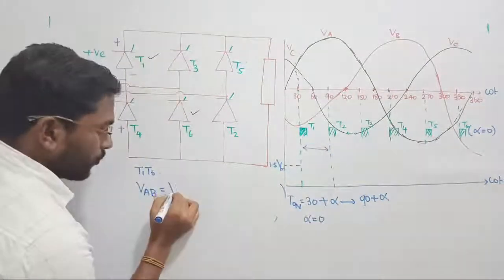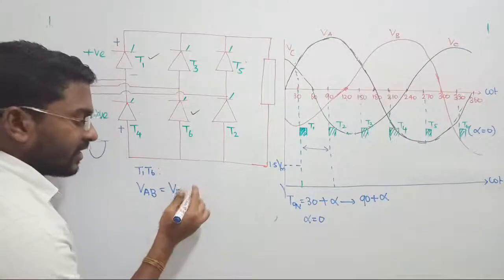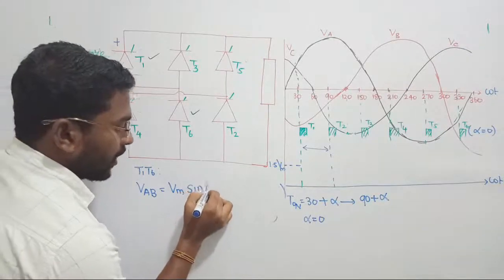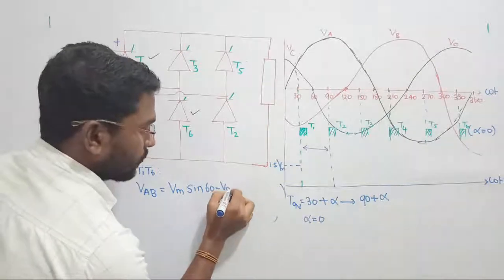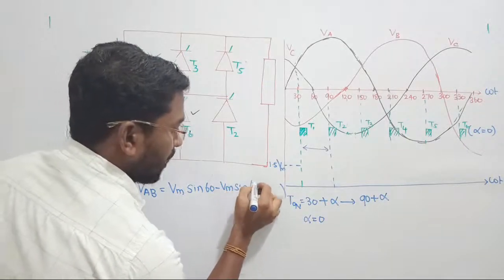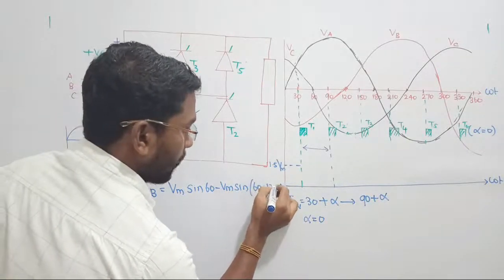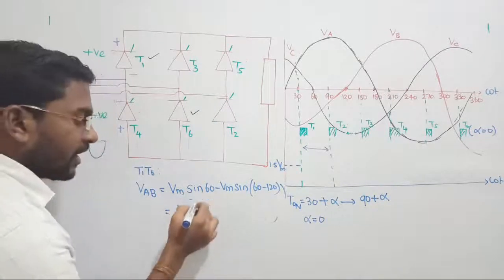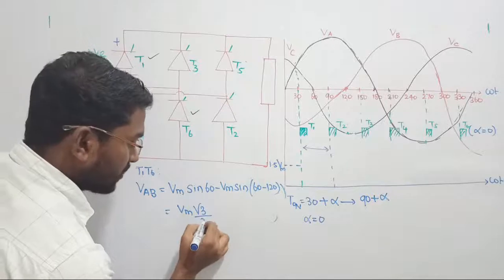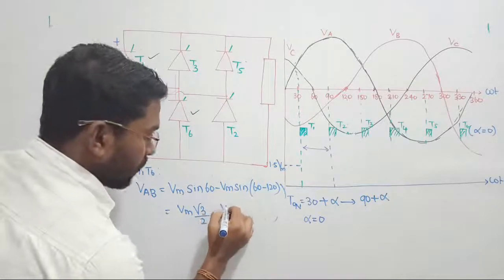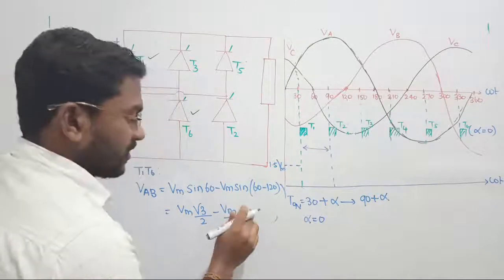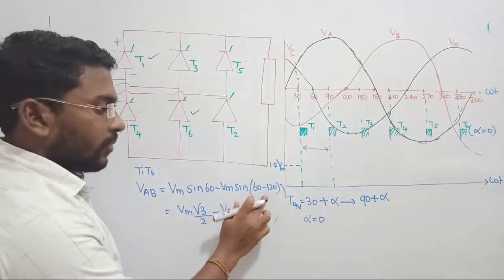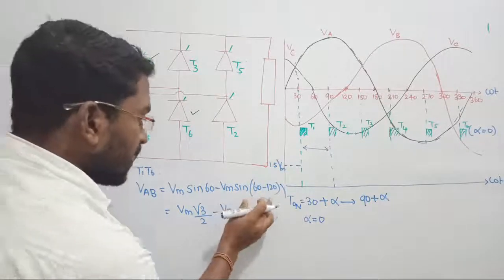Let us estimate. Once again, Vm, shall I write the answer directly? That is, Vm sin omega t can be replaced by 60 minus Vm sin omega t is 60 minus 120. Keep cancelling with you all. So it can be written as what? Vm sin 30 can be written as root 3 by 2. Yes, that is correct. Minus Vm divided by, let us see, 60 minus 120 will become what? Once again 60. That is sin 60.